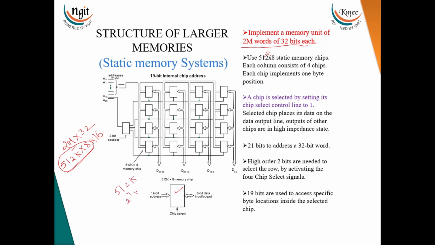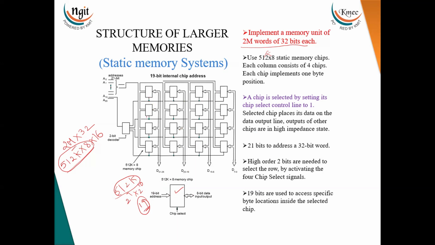Total 512 kilo. How can we write 512 kilo? 2 to the power of 9 into 2 to the power of 10, so a total of 19 address bits are required. The number of locations is 512 kilo, and in each location, 8 bits are stored. So for this chip, a total of 19 address bits are required and the chip select bit is there. Now why? Because such chips we are using 16 number. So which chips are selected? Those chips.